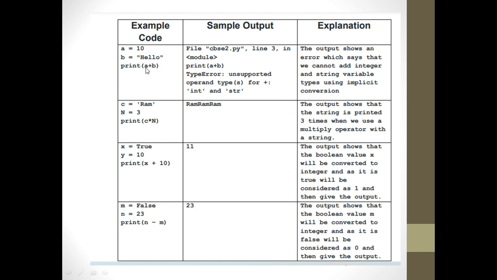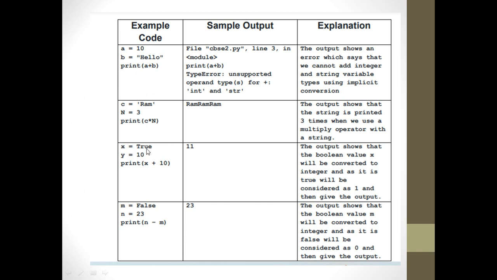Because I cannot add an int and a string together. If I want to concatenate, I should convert that 10 to a string. Or if I want something to be added, then I have to convert this hello. Another example, if I multiply a string by a number, the string gets printed that many times. If I give a plus, then it doesn't work. But if I give a multiplication, it gets printed those many times.